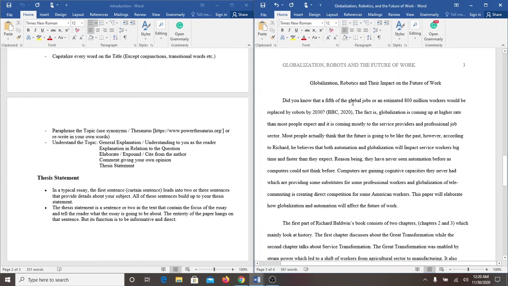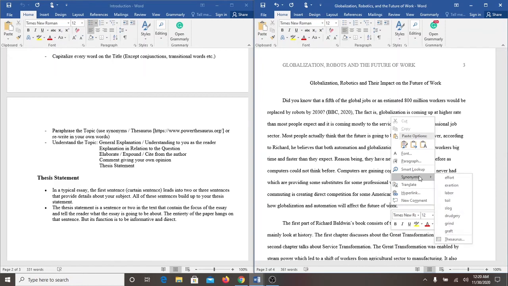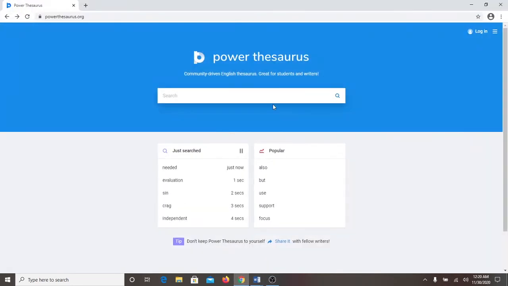For instance, we replace the word robotics with automation. You can also replace the word work with the word workforce. So you right click on the word work, you come to synonyms, and then you can choose any of the synonyms below. Alternatively, if any of these words are not favorable to you, you can use other platforms like Power Thesaurus. Power Thesaurus is a website which you can use to look for synonyms.